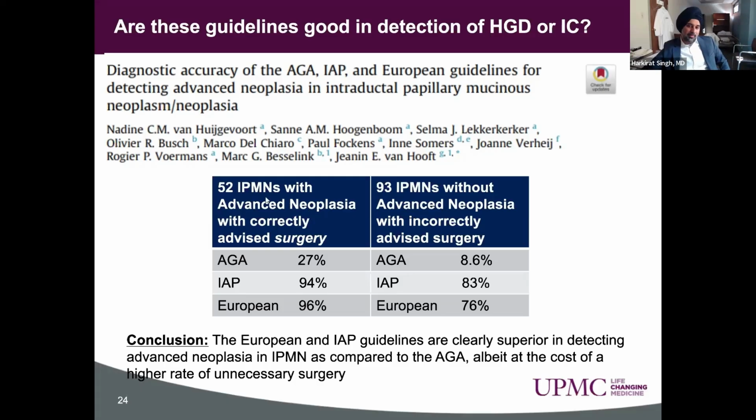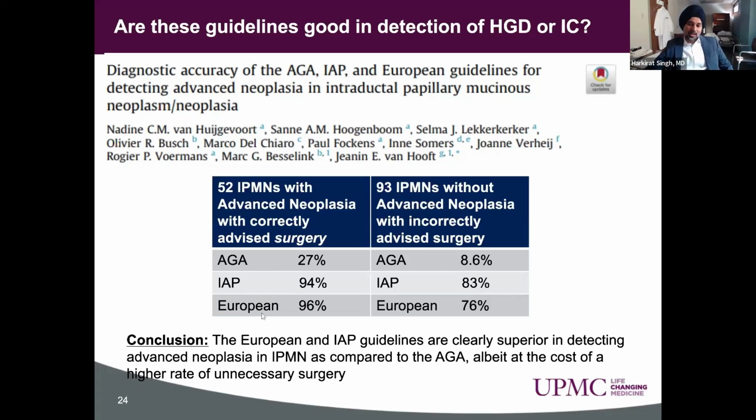So they had 52 IPMNs which had advanced neoplasia, and if they would have followed the guidelines based on what their clinical situation was, the AGA guideline would have sent only 27% of these to surgery. The international consensus guidelines would have sent 94%, and the European guidelines would have sent 96%. So these are pretty good numbers. But they had 93 patients who did not have any high-grade dysplasia or cancer and were incorrectly advised surgery. So AGA would have sent only 8.6% of those to surgery, which is good. But the IAP and the European guidelines would have suggested almost 70 to 80% of these patients still undergo surgery.